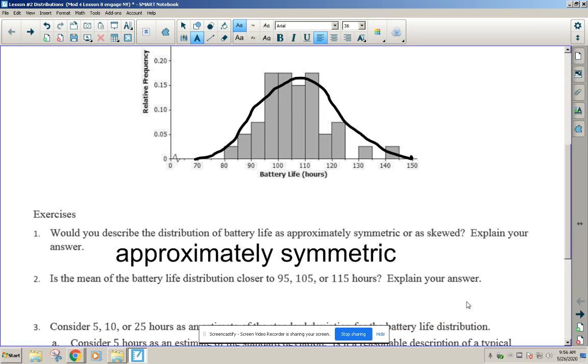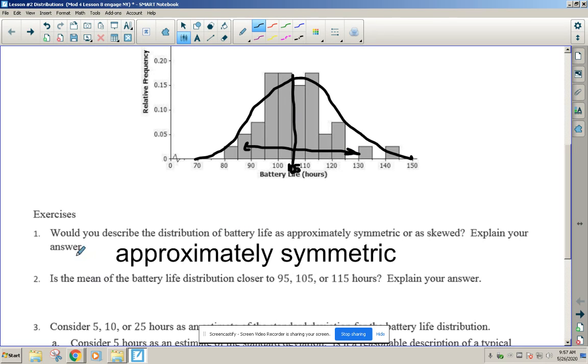And is the battery life distribution closer to 95, 105, or 115 hours? Well, if you look at this, it appears to be centered, even though this is a really bad normal curve that I'm drawing, around 105. And it looks as if roughly half the data is to the left of 105, and about the other half would be to the right of 105.